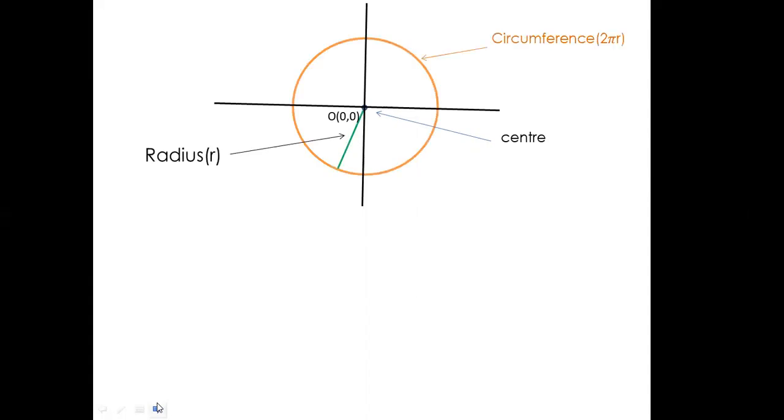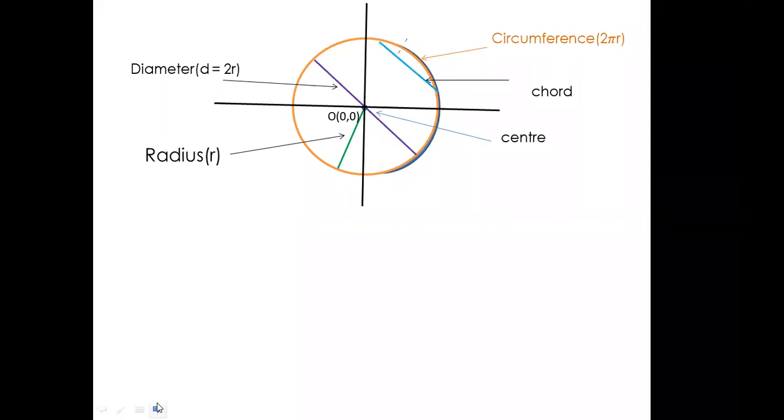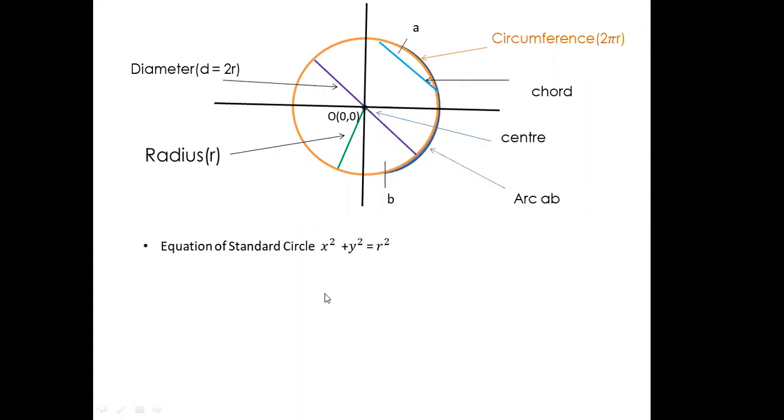So this is the circumference 2 pi r. This is the diameter 2r, and this is the equation of circle. Okay, this is called the equation of circle: x square plus y square equal to r square.